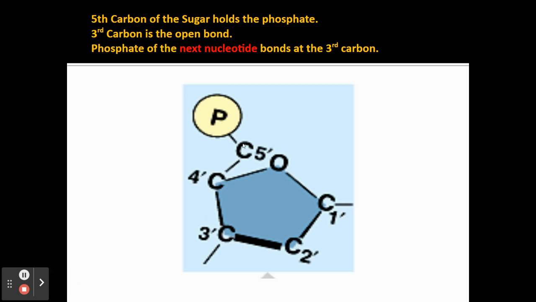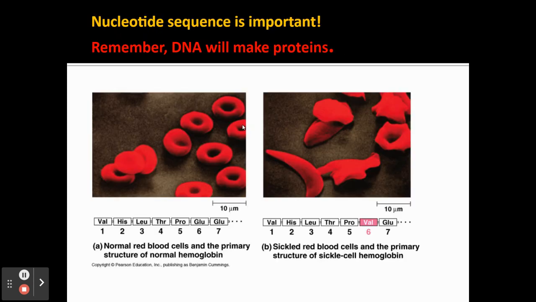And carbon number 5 is up here and attached to a phosphate. So we can only add new nucleotides to what we call the 3' end. That's what that little thing there means, prime. So this is the 3' end where the hydroxyl group is, and this is the 5' end where the phosphate molecule is. And this causes some problems during DNA replication.